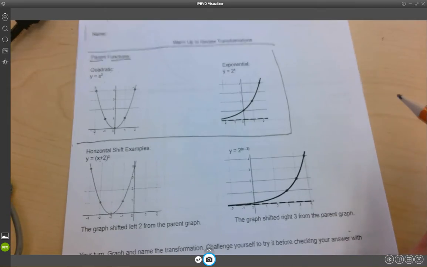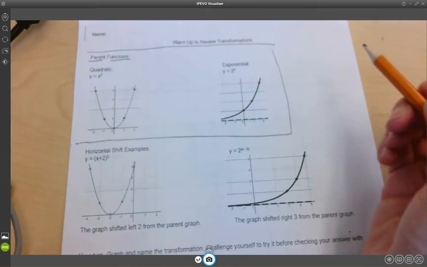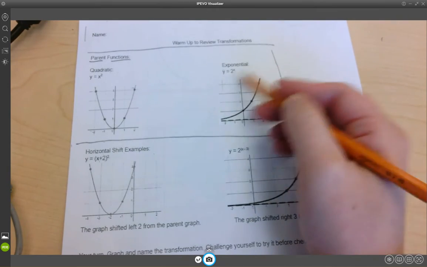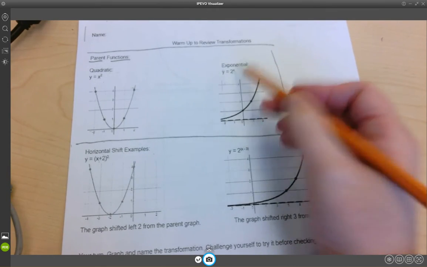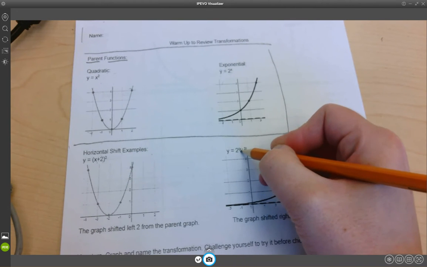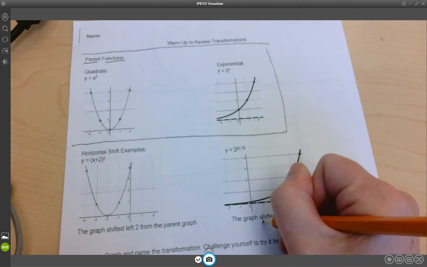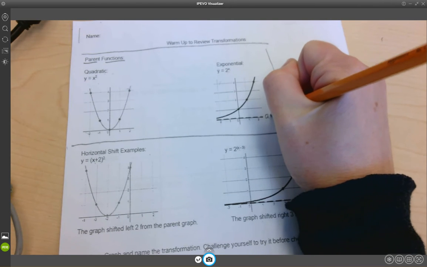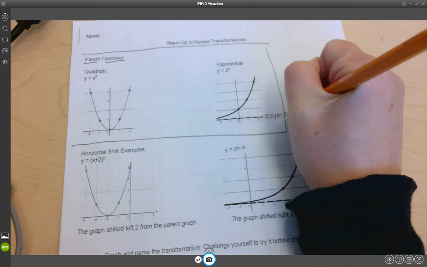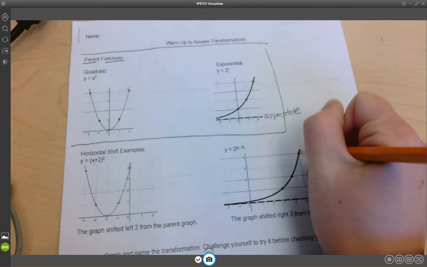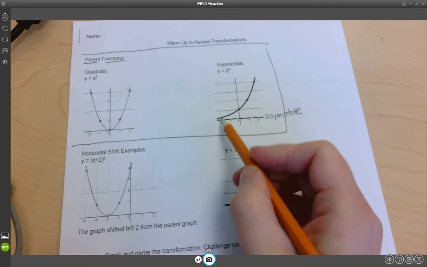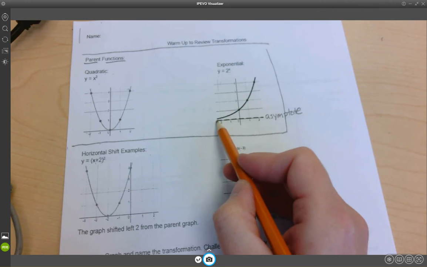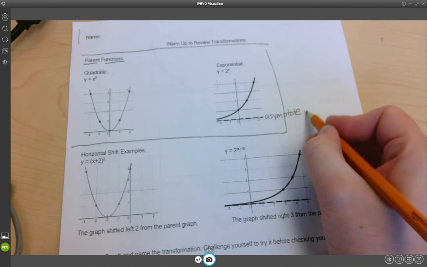The second example is also a horizontal shift, but this is a shift of the exponential parent. And I know that because the x is in the exponent. So an x minus 3 is going to shift my graph right 3. This here is your asymptote. Your asymptote is this invisible line that your function will not cross. So your asymptote is at y equals 0.